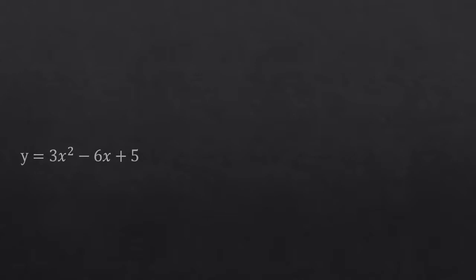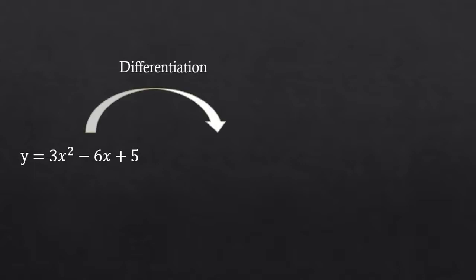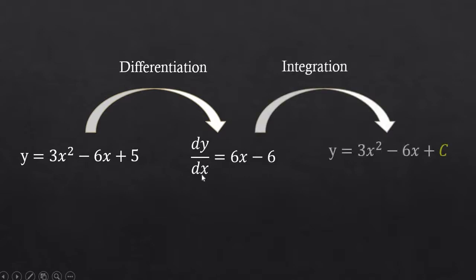So have a look. Given that a function y is equal to 3x squared minus 6x plus 5, if we differentiate this, we get dy/dx equal to 6x minus 6. Just now we said integration is the reverse process of it. If we integrate this, we will get back the same equation, 3x squared minus 6x plus 5. But with a slight change: the 5 becomes the constant c.